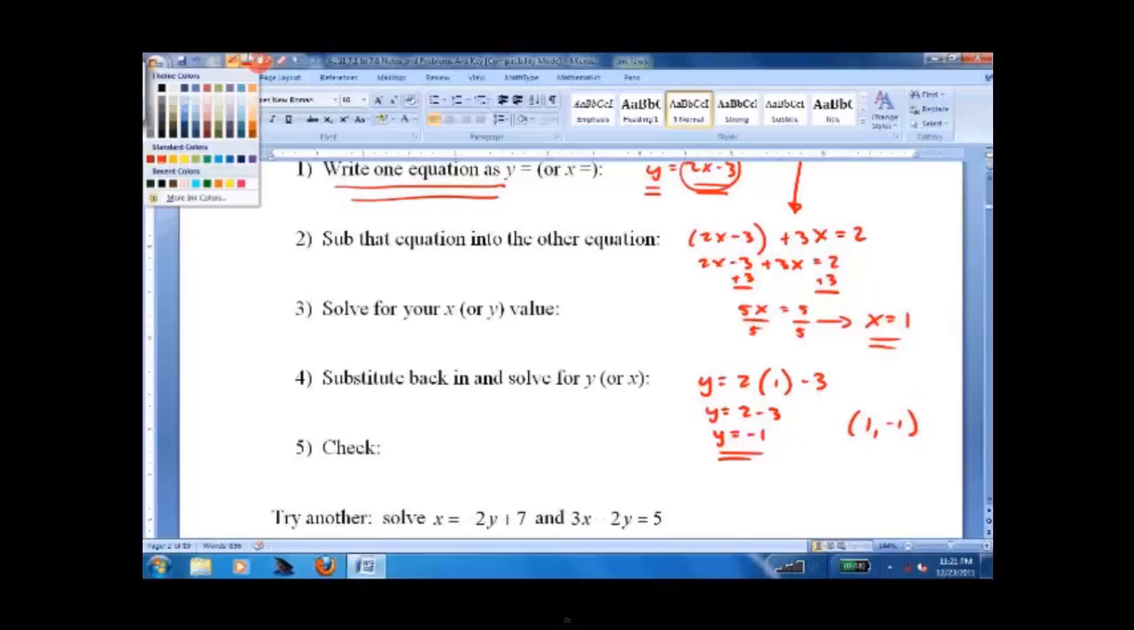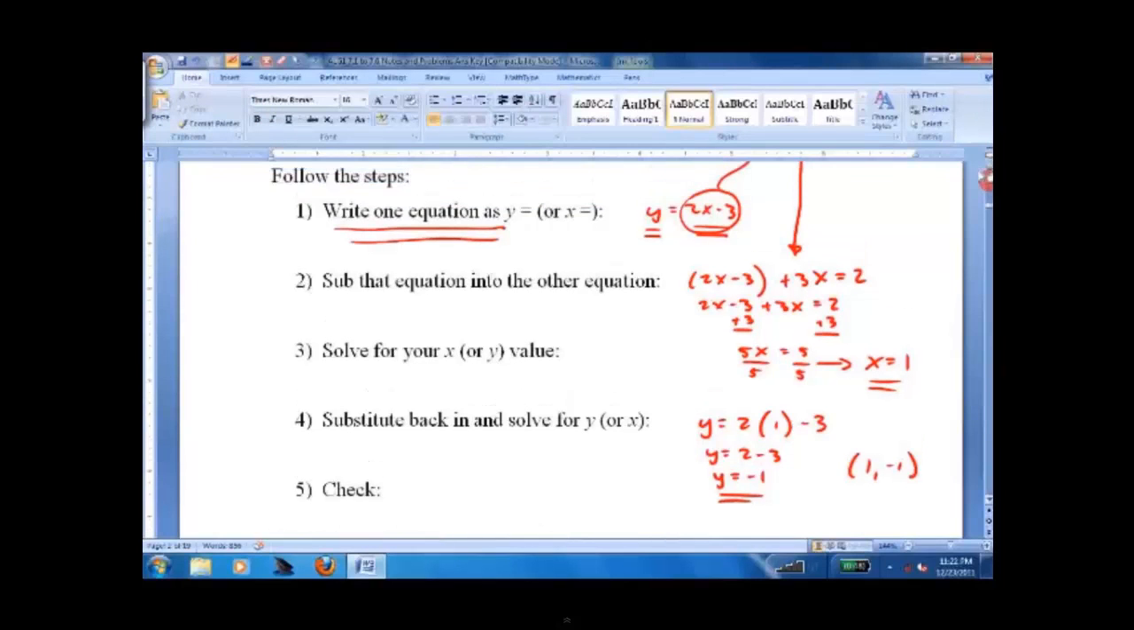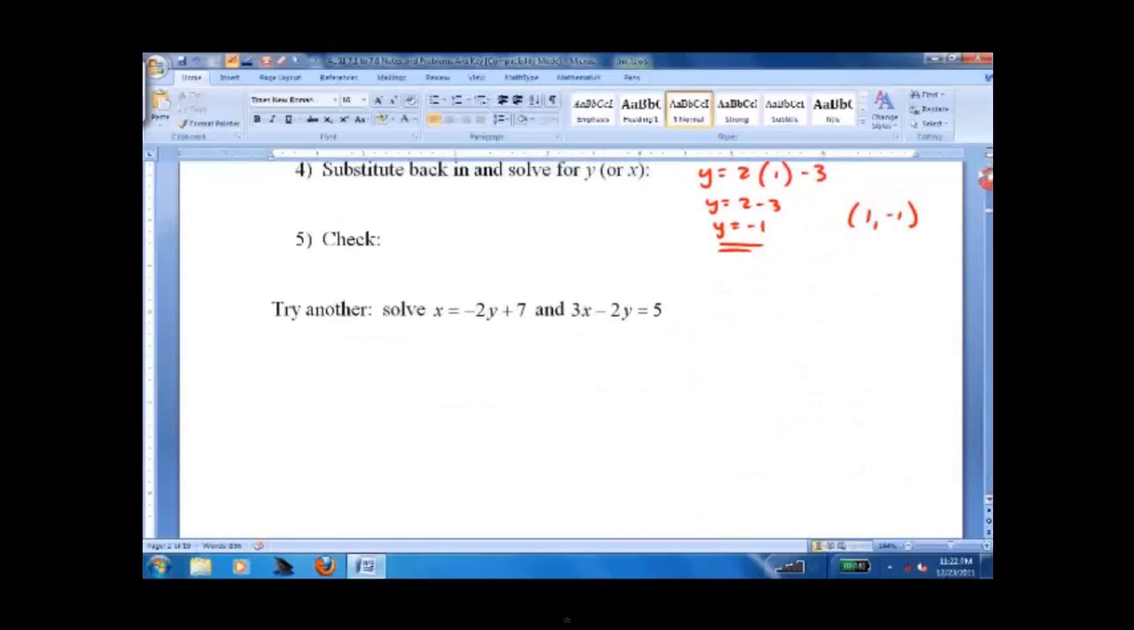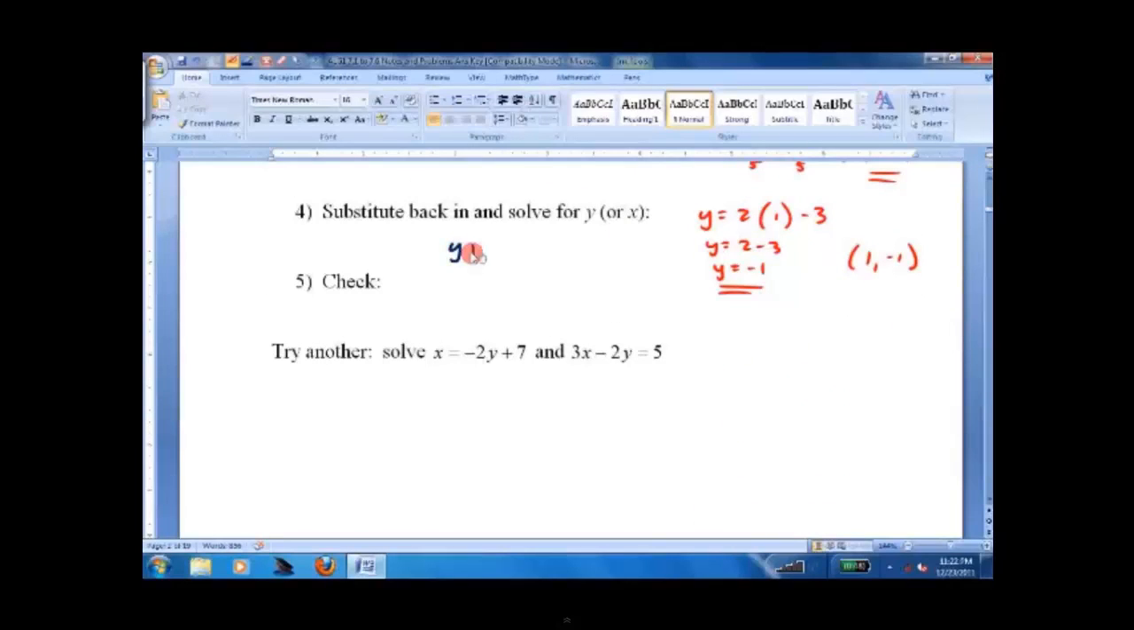We should check, and I almost always use a different color to check in my notes, so hopefully you can pick up on that. We have to use the other equation now. We just used this to solve, now we use this to check. y plus 3x equals 2. Let's check it. Negative 1 plus 3 times 1 equals 2. Negative 1 plus 3 is 2, equals 2. Looks like we did it right.